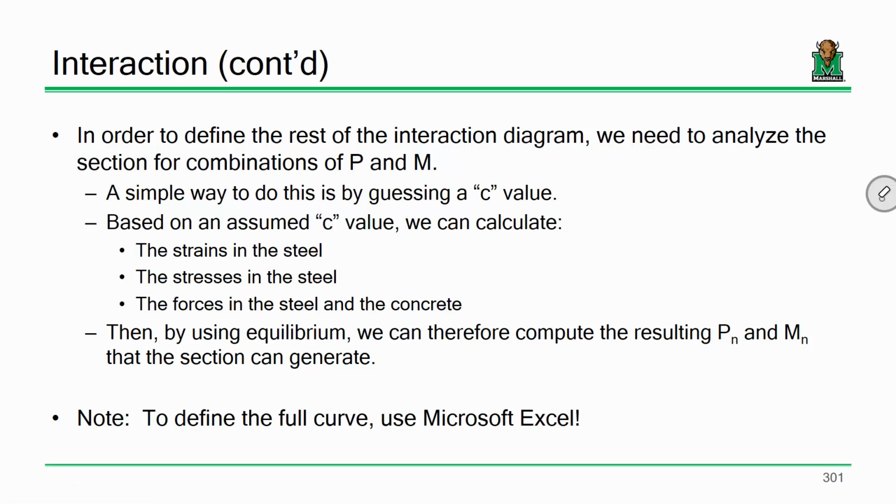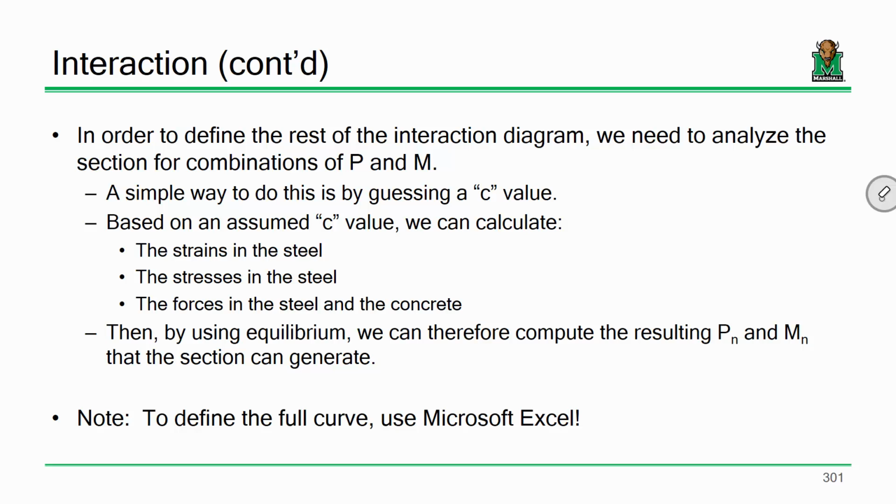How do we get the values everywhere else? When I teach an advanced concrete design course, one of the first things I have them do is actually write an Excel sheet that automatically does this calculation, because it's not very difficult. You just have to be careful with your bookkeeping. So how do we get the values everywhere else?